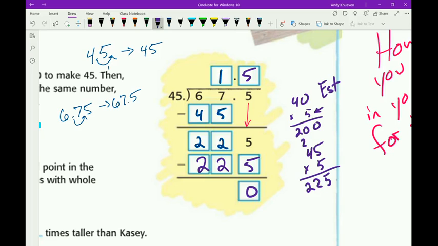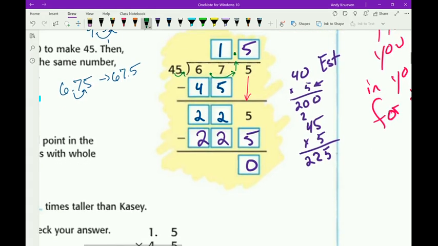Now, another reason why I don't like how they already did this for us in the book is we don't see how we move this over once to the right. That decimal point was right here between the 6 and the 7. We moved it over once to the right. And when you move it over in your dividend, take it straight up to put it into your quotient so it's already there.